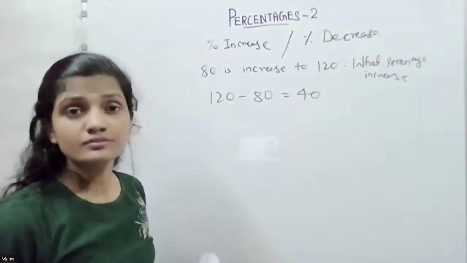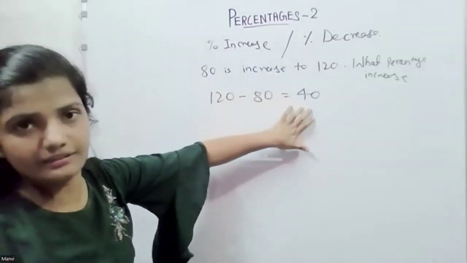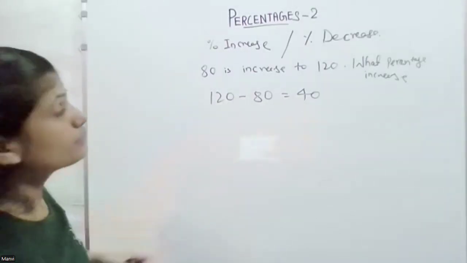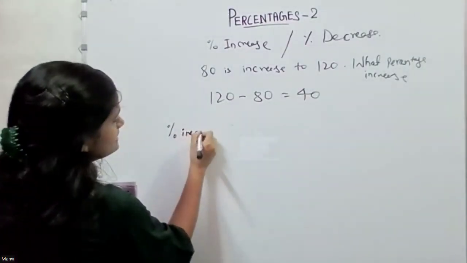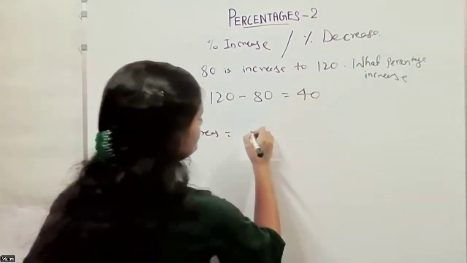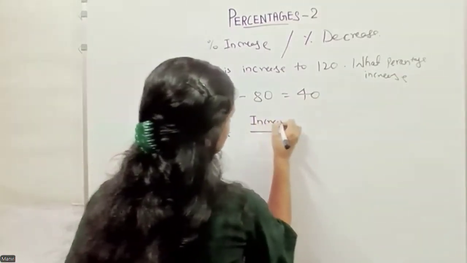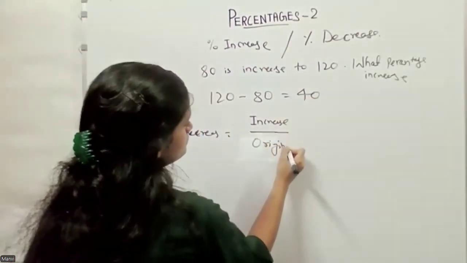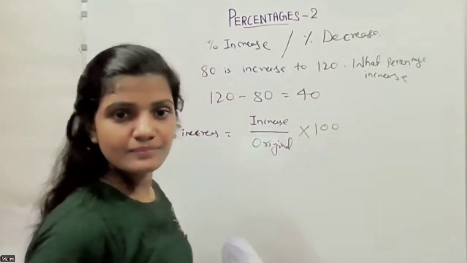So 40% increase? No, not 40%. This is the amount. It increased by 40. Now we need to find out the value of the percentage. How do we calculate the percentage increase? Percentage increase is calculated by the increase amount divided by the original amount, times 100.